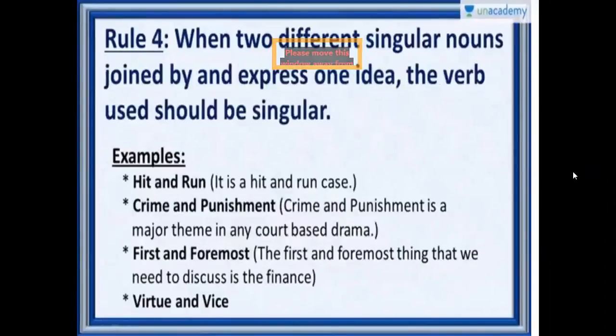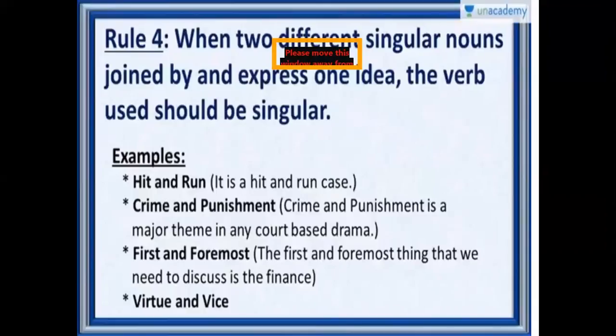When you look at this example, hit and run. If you have this hit and run, this is a game actually. It is a hit and run case. It is a game, or else you can consider it in the part of a robbery. It's a case which is pertaining to robbery. So it is a hit and run case.